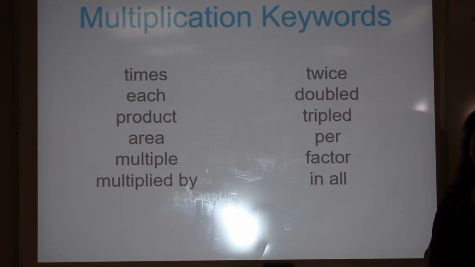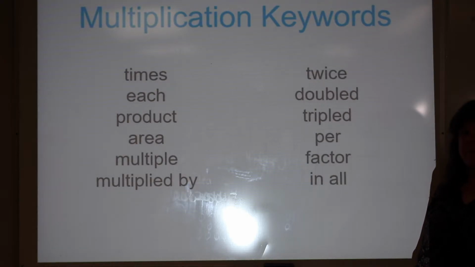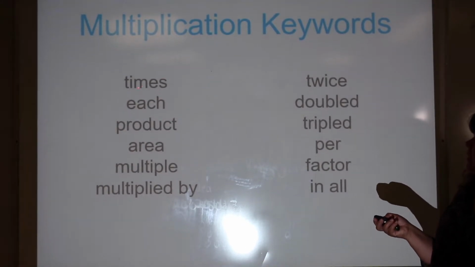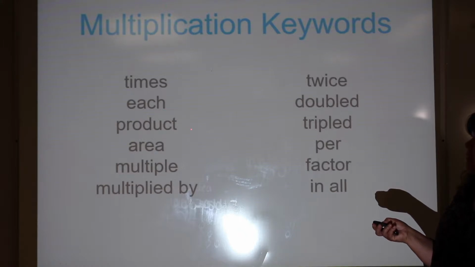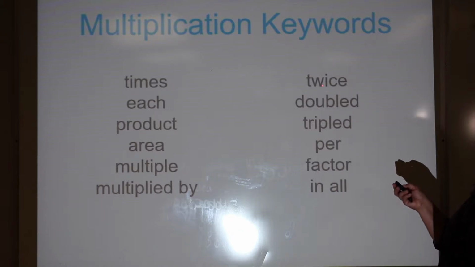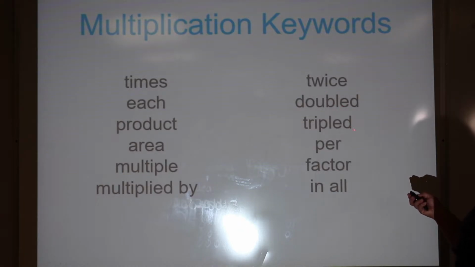So here are some multiplication keywords that we're going to be using to help us with our word problems. We have words like times, each, product, area, multiple, multiplied by, that's a nice one, twice, doubled, tripled, per, factor, and the words in all.